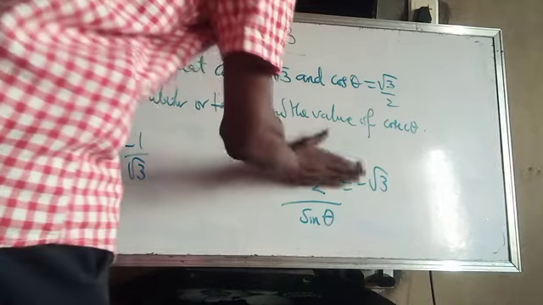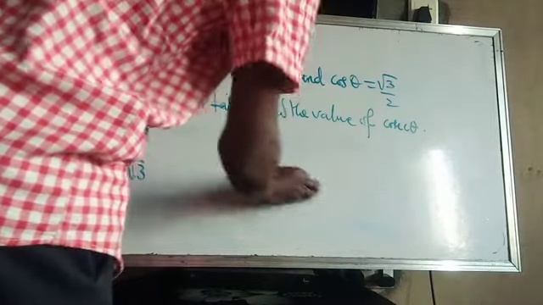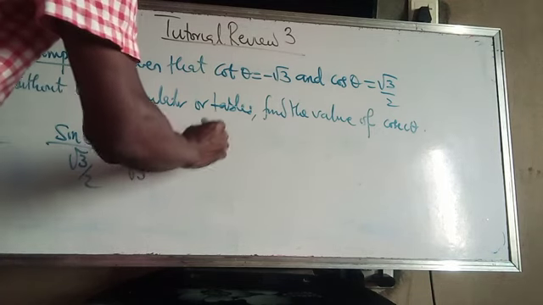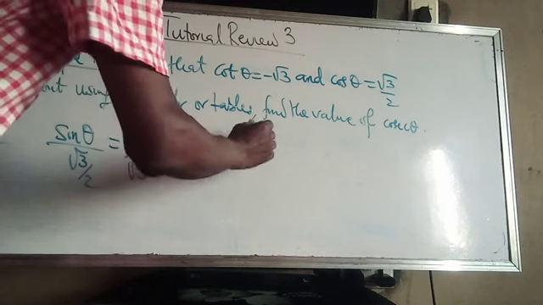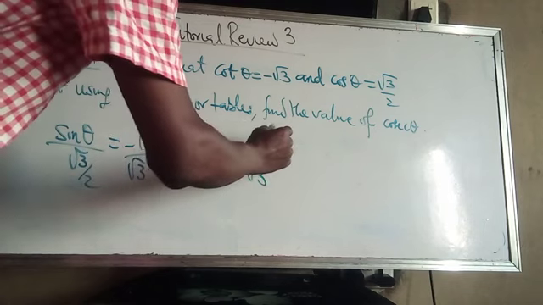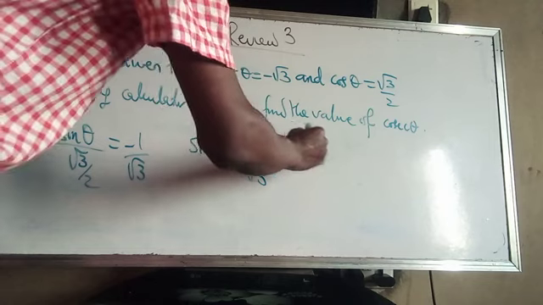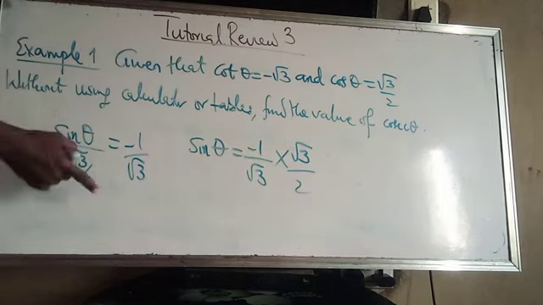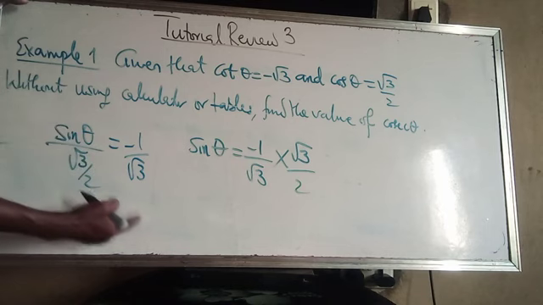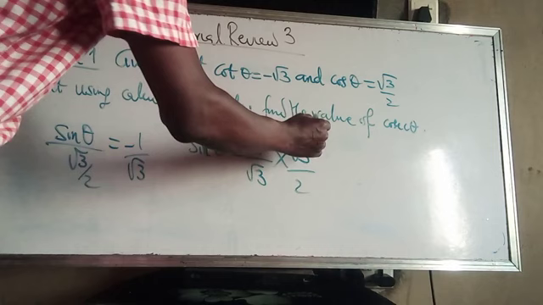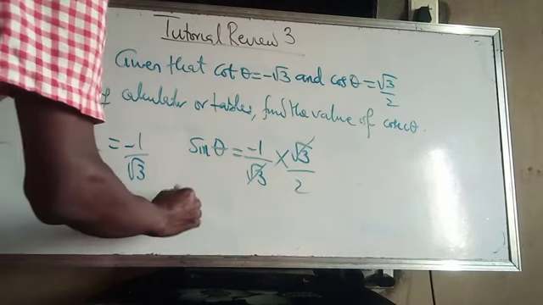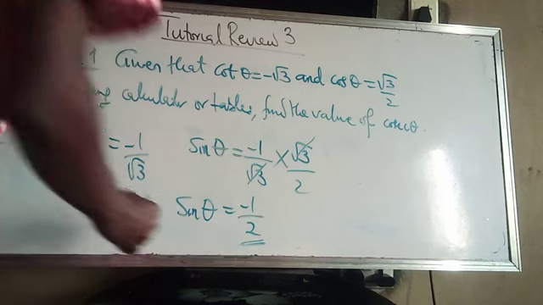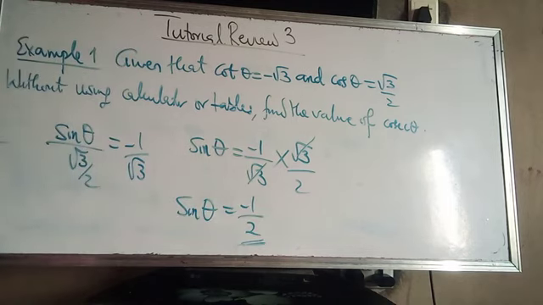It's a very simple process. This is one of the simplest questions. So, sine theta will now be minus 1 over root 3 multiplied by root 3 all over 2. So, as you cross multiply, this times this will be times 1, this will be times the whole of this. So, this will cancel this. So, sine theta will be minus 1 all over 2. So, sine theta is minus 1 over 2.